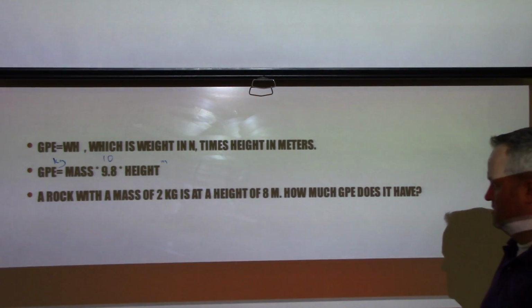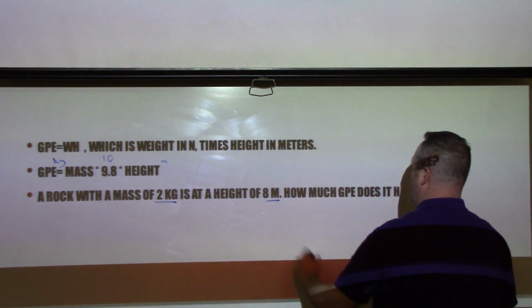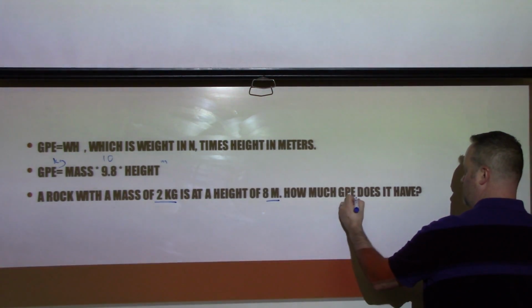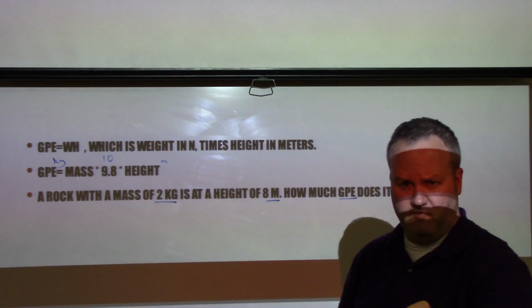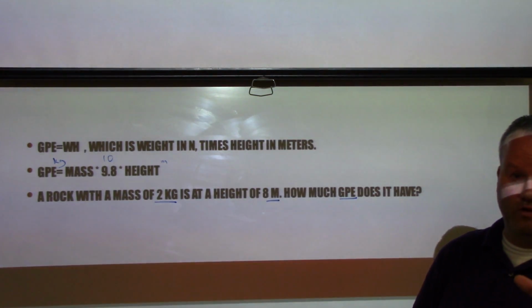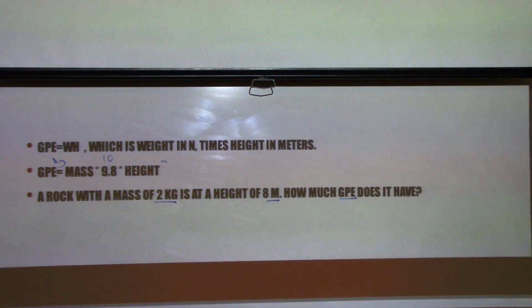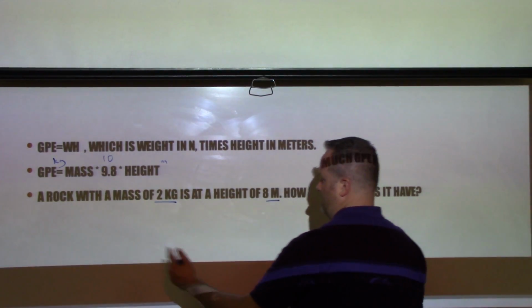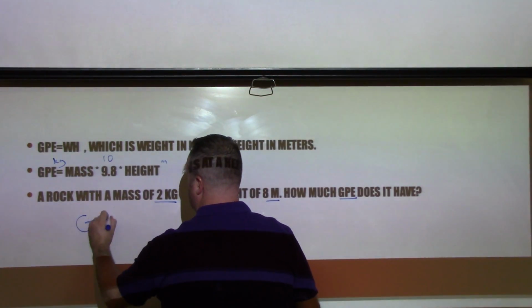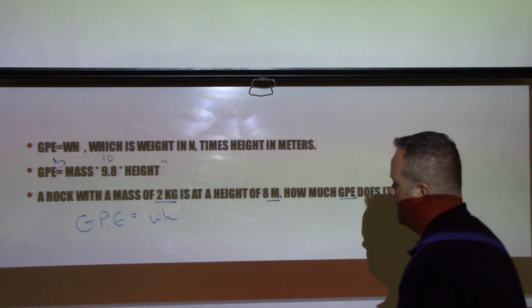A rock with a mass of 2 kilograms is at a height of 8 meters. How much GPE does it have? Go ahead and pause the video and take a moment to solve that. We'll come back and see if your answer was correct or incorrect. All right, let's look at what we have here. Let's write down a formula first. GPE equals weight times height.